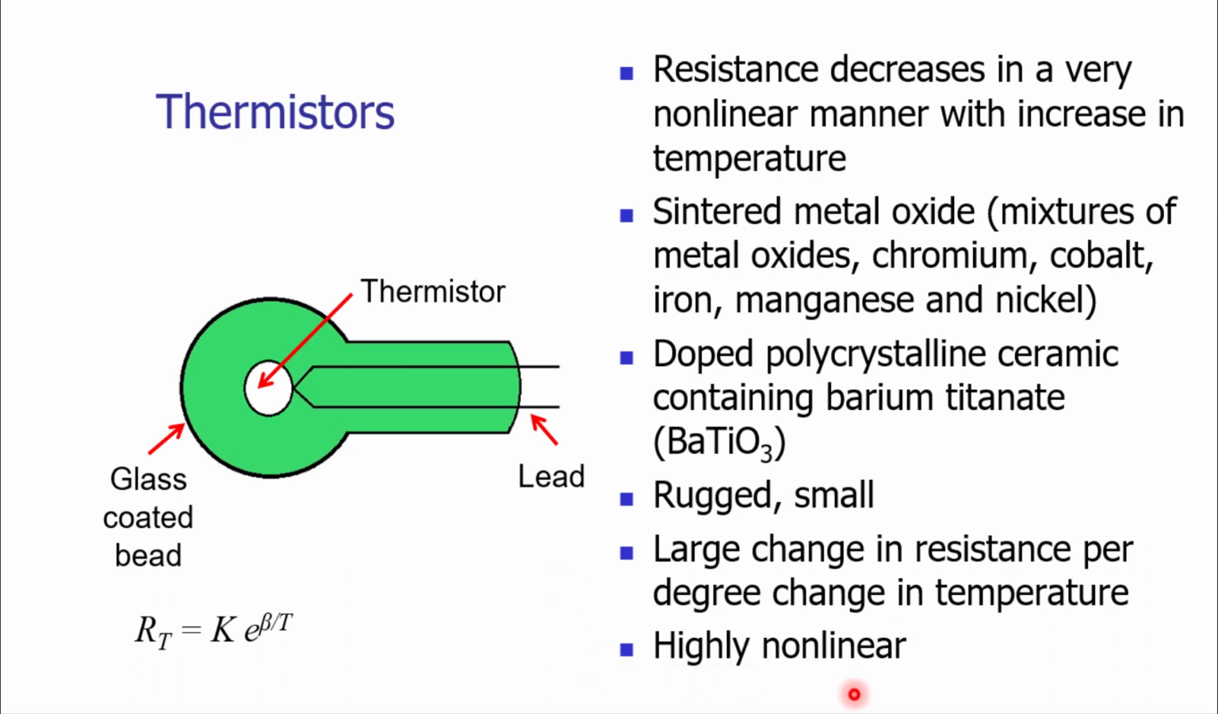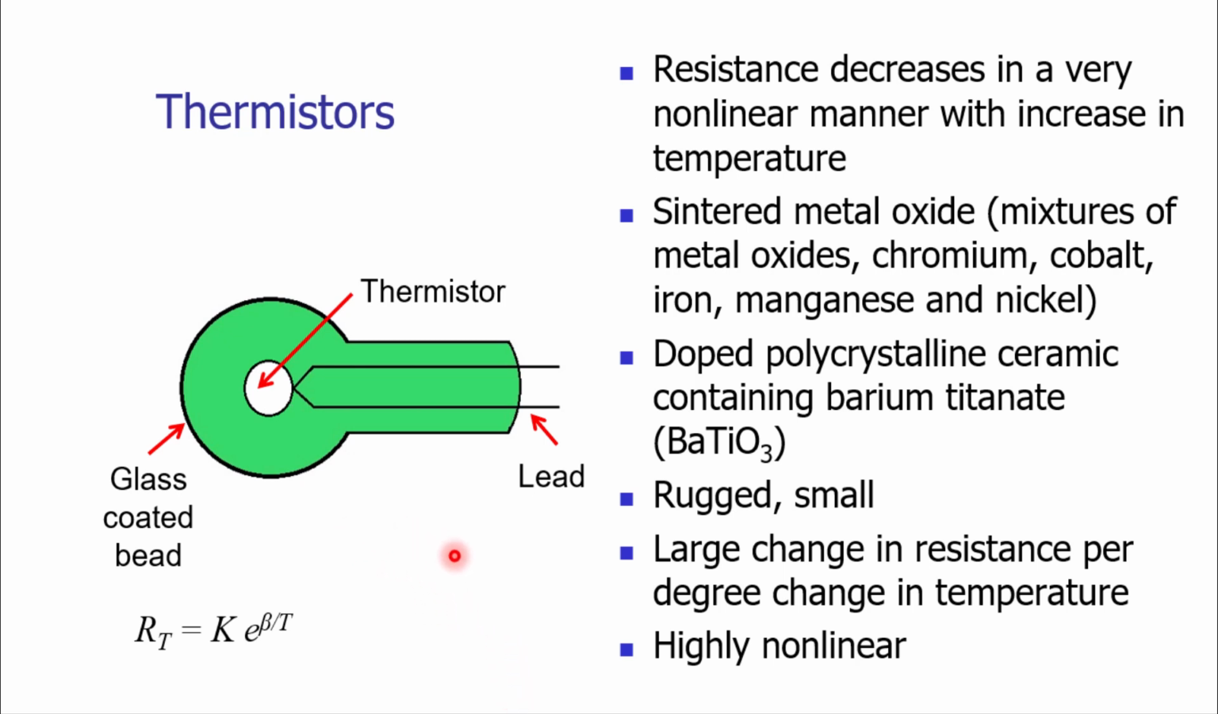These sensors are highly nonlinear. So there may be a sudden decrease in the resistance of these sensors with the increase in temperature. The resistance of these oxide materials is reducing exponentially with the temperature. So we can say RT is the resistance of the oxide material, T is the temperature, and K and beta are the material constants.